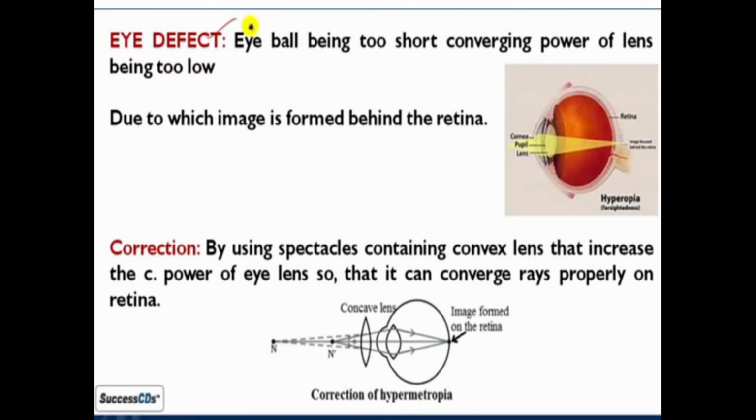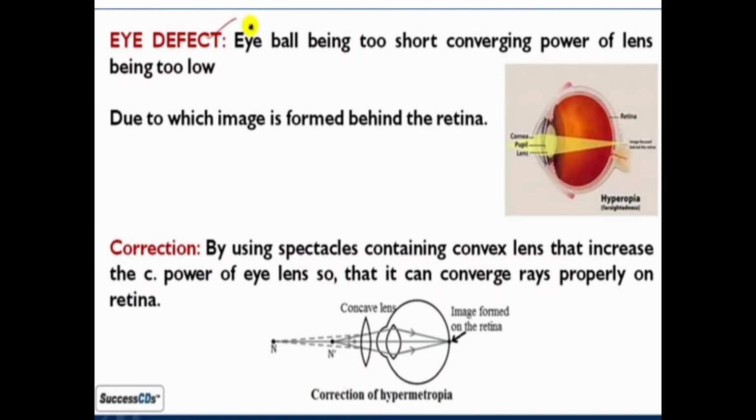So how can it be corrected? By using spectacles containing convex lens. In case of myopia, we used concave lens, and in case of hypermetropia, we need convex lens that increases the converging power of the eye lens, so that it converges the rays properly on the retina.